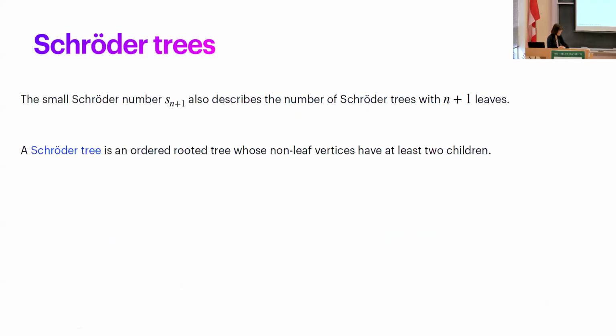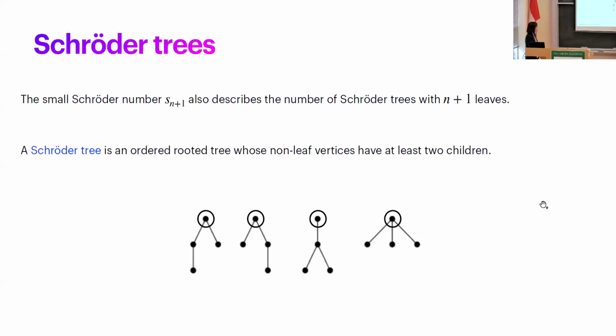Okay. And a small Schroeder number also describes the number of Schroeder trees with n+1 leaves. And here a Schroeder tree is defined as an ordered rooted tree whose non-leaf vertices have at least 2 children. So for instance, these 4 are examples of ordered rooted trees. And among these 4 trees, only these 2 trees are Schroeder trees. And as ordered trees, these 2 are different, but they are isomorphic as unordered trees.